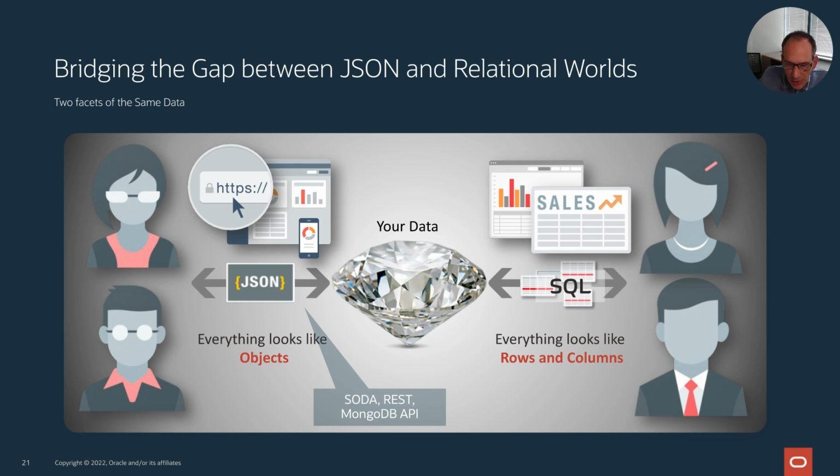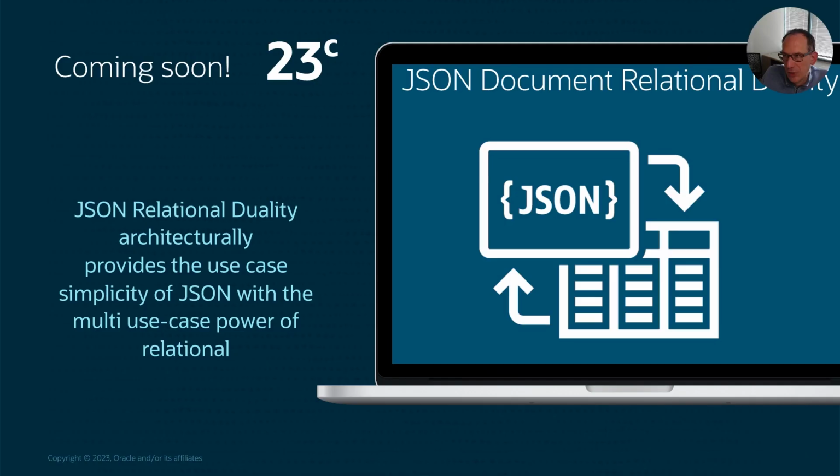So an application could insert a lot of orders over REST or Mongo API, and then you can use SQL to do reports on this. So this is really how we can combine the power of SQL with the flexibility of JSON. All of that you can do today with a 19C or 21C database. Even on an older database, like a 12 database, you will already find some JSON capabilities. But it doesn't stop here.